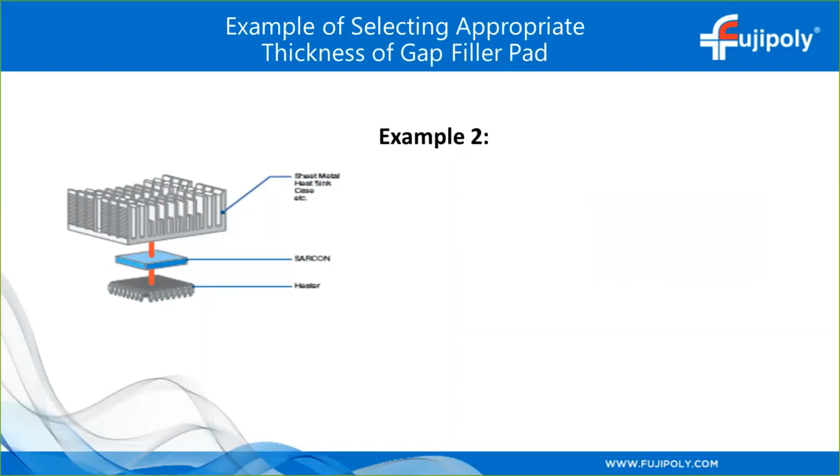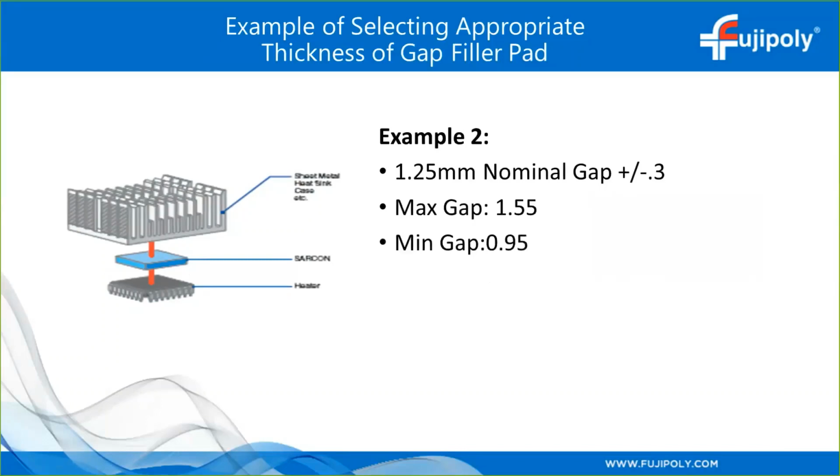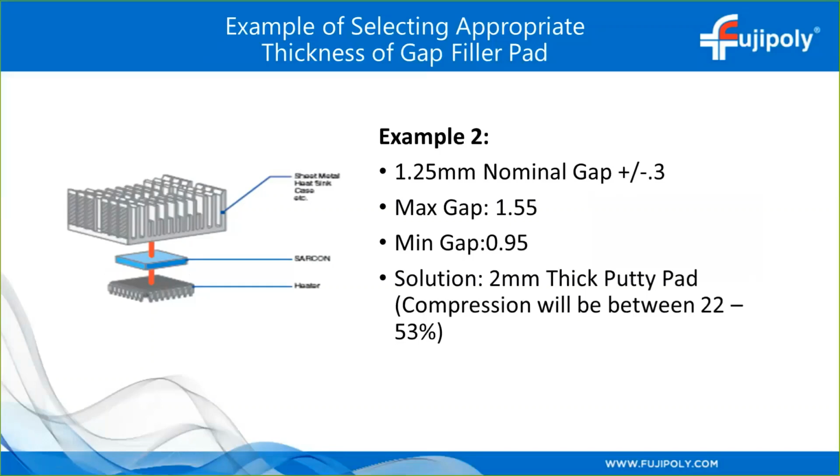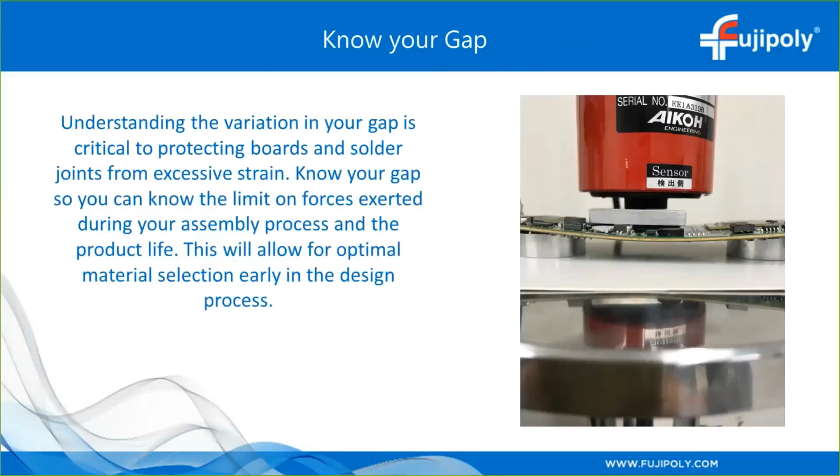Now another example of selecting the thickness: you've got a 1.25 millimeter nominal gap plus minus 0.3. So your maximum gap is 1.55 and your minimum gap is 0.95. So the 2 millimeter thick pad will be compressed between 22 and 53%. In a situation like that, a putty type material is really ideal because you have compression ratios above 30%.